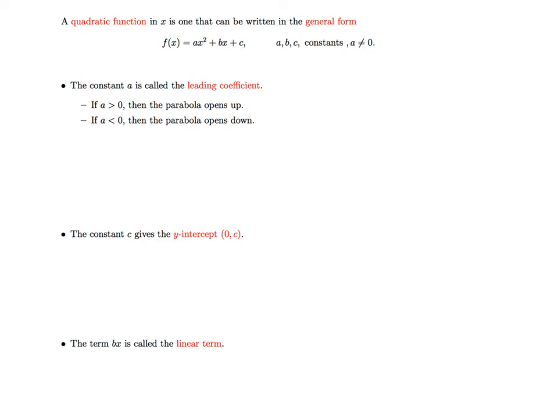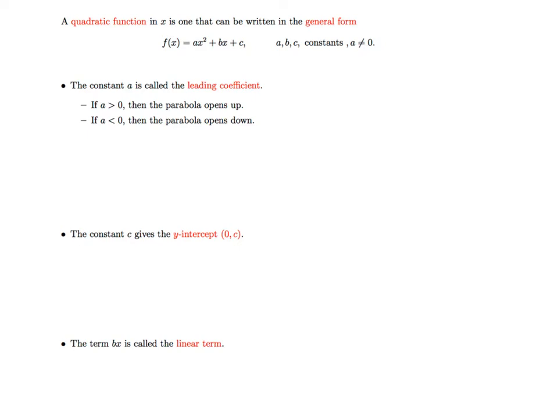Before we take a look at the example on the next slide, just a quick recap that when we write a quadratic function in the form ax squared plus bx plus c, we call this the general form, where a, b, and c denote constants, parameters in this formula, and we're going to assume that a is not 0, so that we do indeed have a quadratic term.